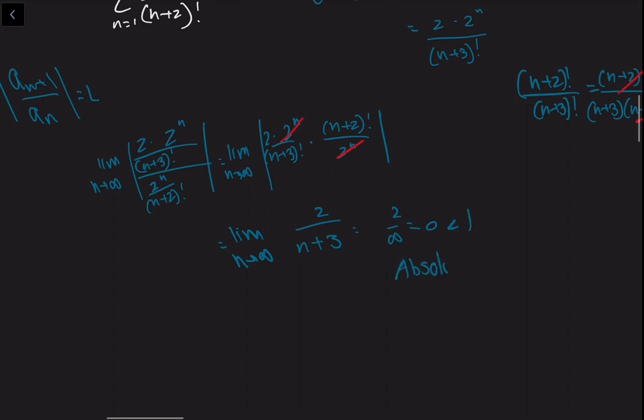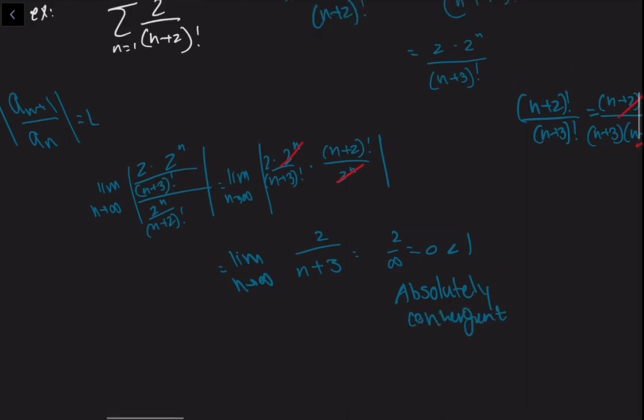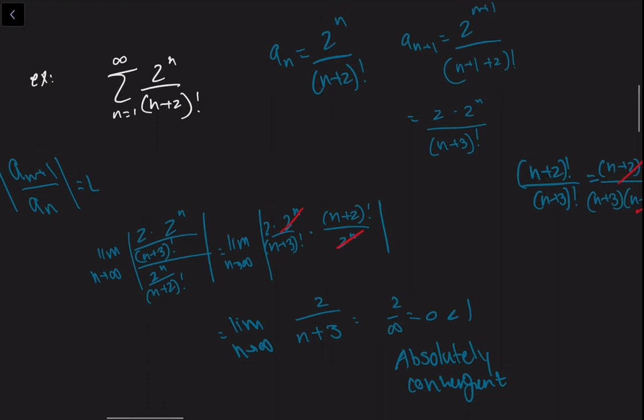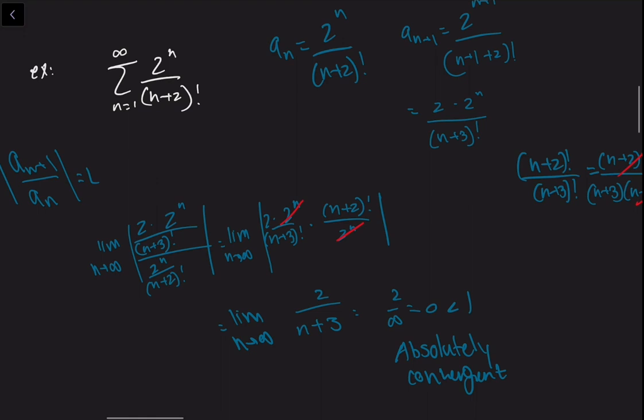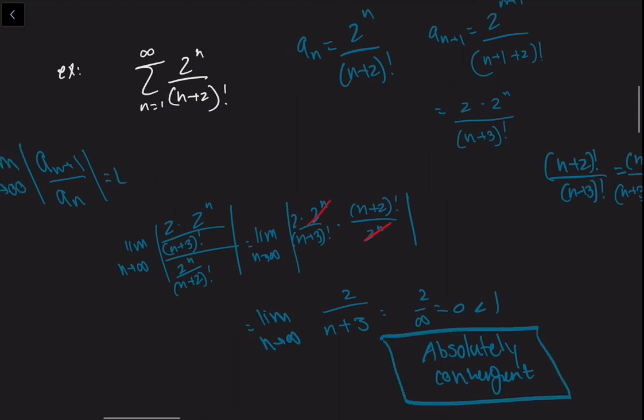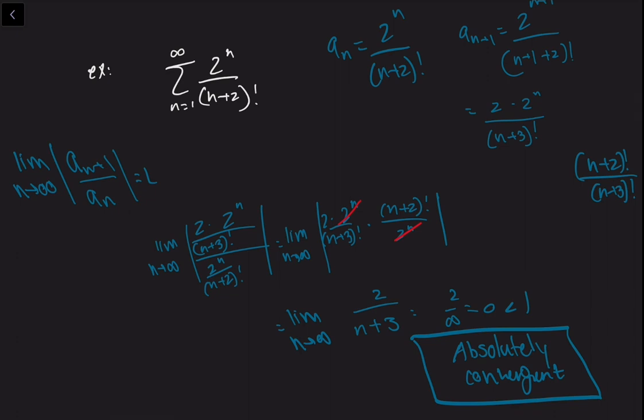To recap, since the limit of the next term in the sequence over just the nth term was equal to 0, and since 0 is less than 1, we could say this is absolutely convergent by the ratio test. It's pretty cool. So we mainly use this with factorials and exponents because they're pretty easy to work around. You have an n plus 1 in there.